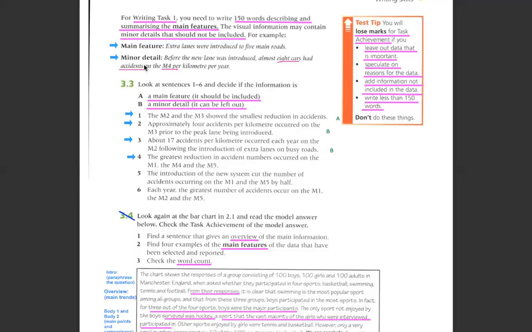So the greatest reduction in accidents occurred on M1, M4, and M5. Remember, we want to be making comparisons, looking at what's similar and what's different. So this is a main feature. Okay. So because you only have 150 words, you can't give exact numbers for every single piece of information. You need to look at the main features. What are the main patterns, the main trends, and this is what you're going to be talking about.